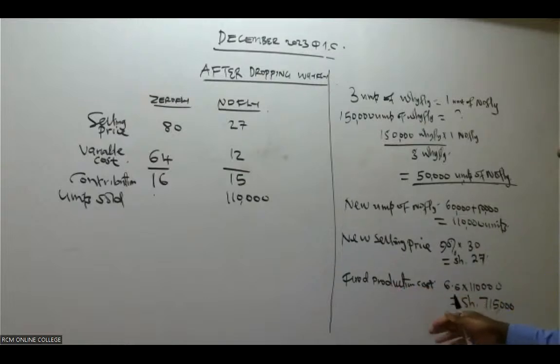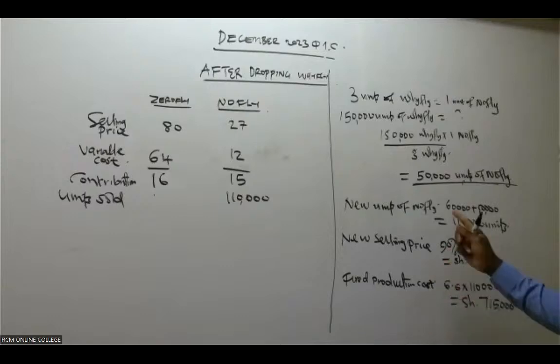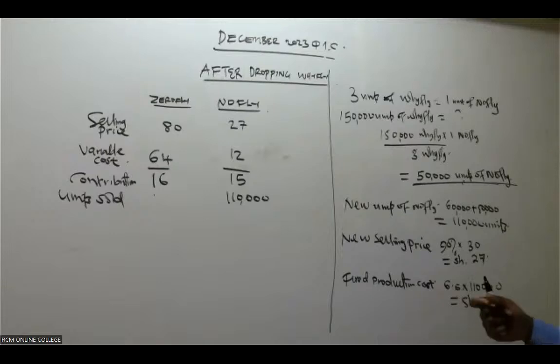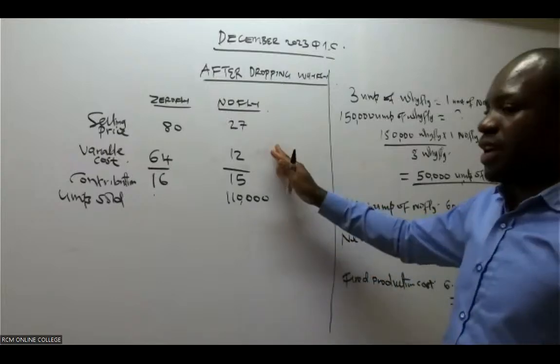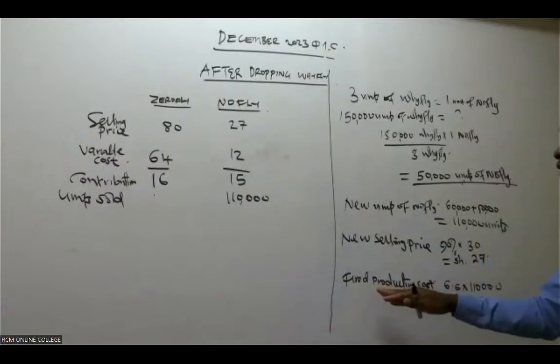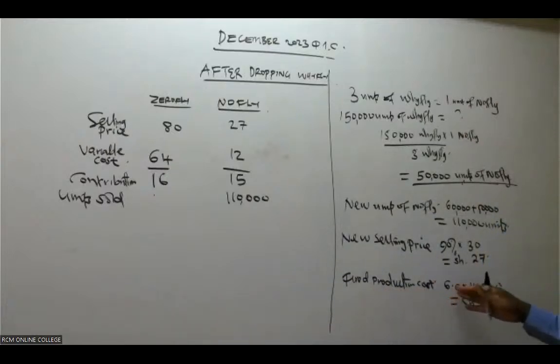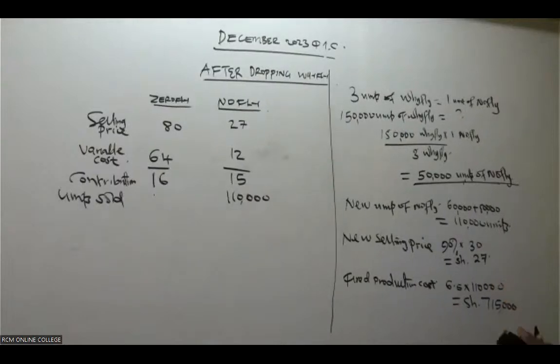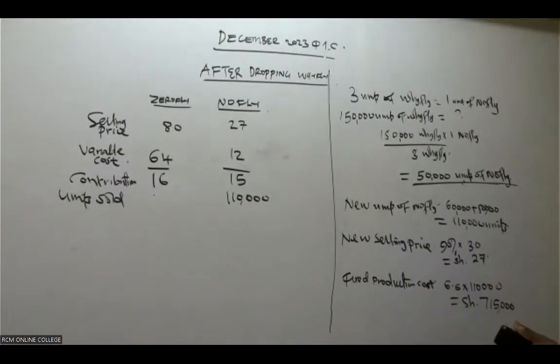Then we now come to the fixed production cost. The fixed production cost here, we are told is going to be introduced, and we have it as 6.5 per unit of output. Of which particular product? No fly. Zero fly has not been affected. So these changes here are basically referring to no fly. And therefore, once we're able to identify that this is the fixed production overhead cost per unit, we multiply by the number of units. But we must have a disclaimer.